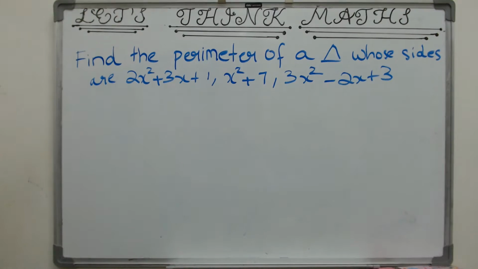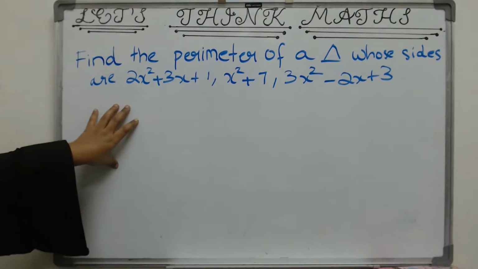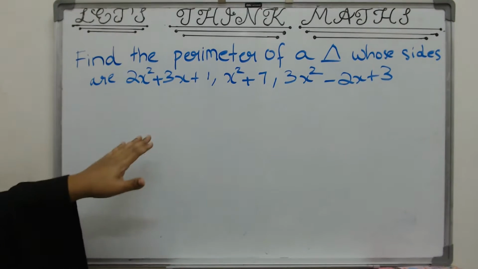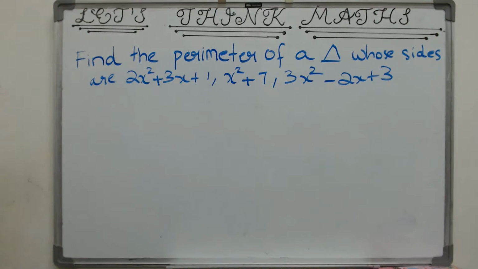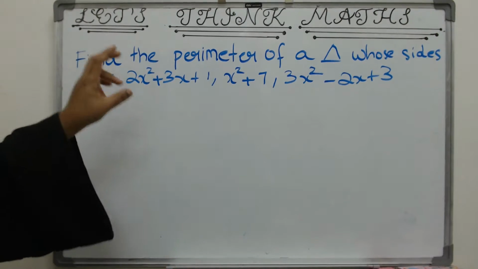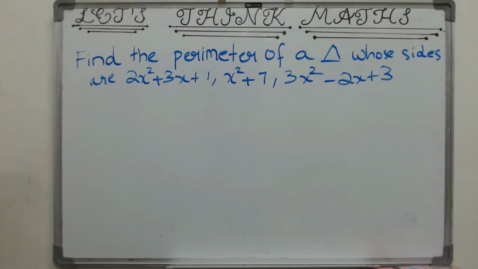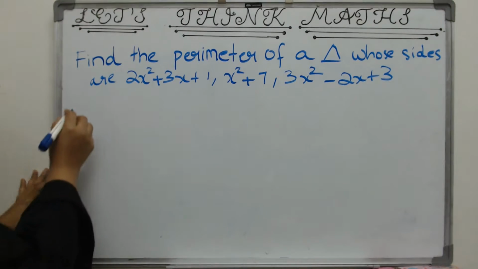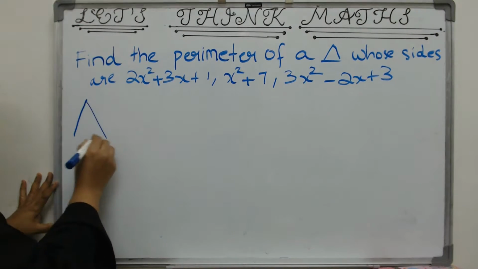In the last class we studied what algebraic expressions are. In this class we will study how to add, subtract, multiply and divide them. We start with this question. We have to find the perimeter of a triangle whose sides are given. Now, what is the perimeter of a triangle?